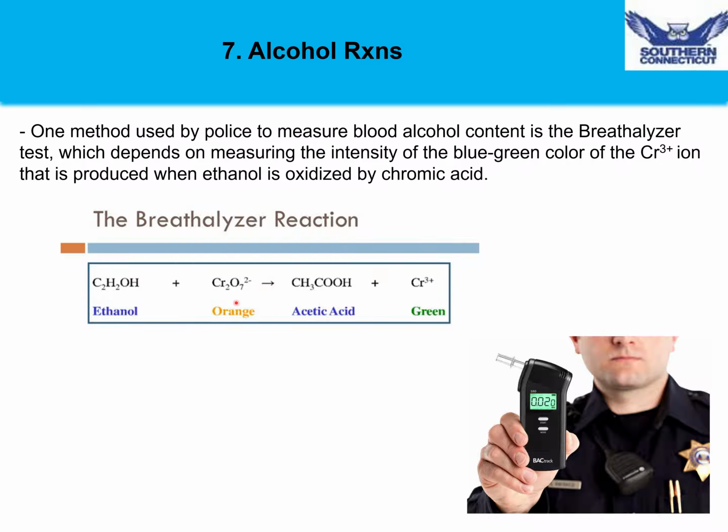Notice that chromic acid, as I mentioned before, is an orange color, and once the oxidation occurs of ethanol, we obtain a reduced version of chromium, which has a green color. So the breathalyzer test relies on detecting the amount of this green color and therefore determining the amount of ethanol in somebody's breath, and therefore indirectly detecting the amount of ethanol in somebody's blood.